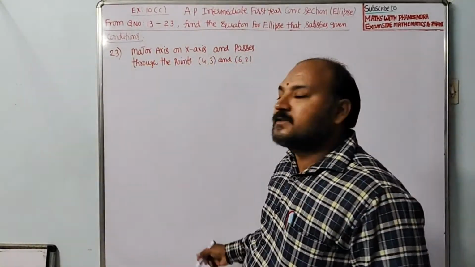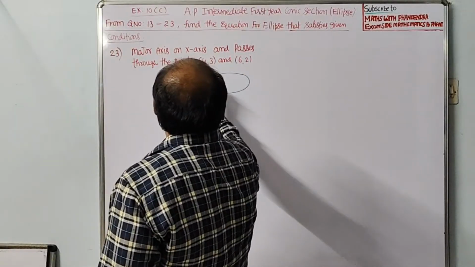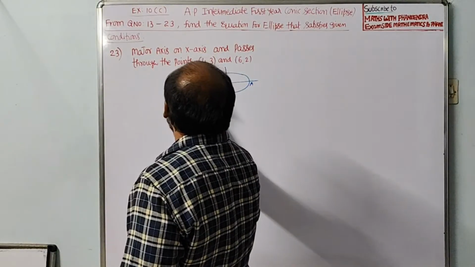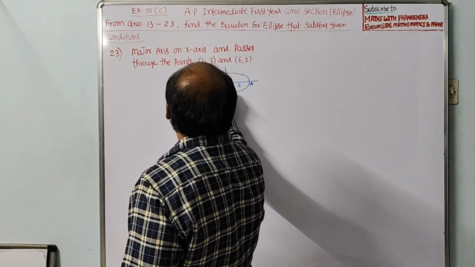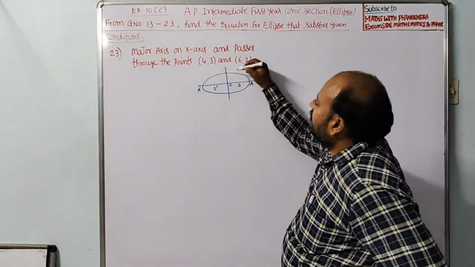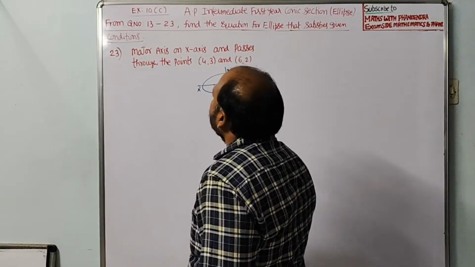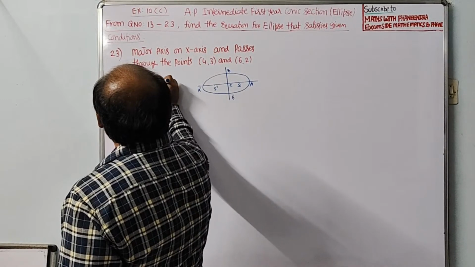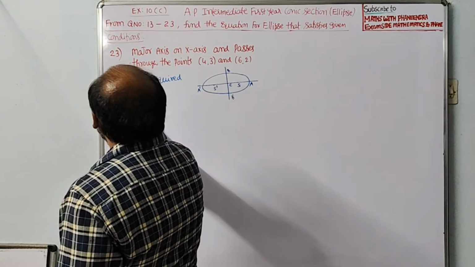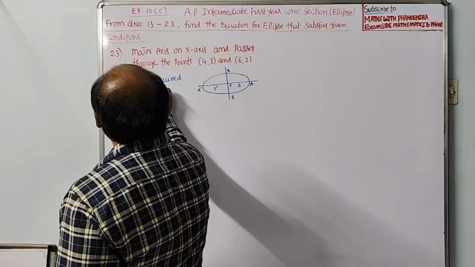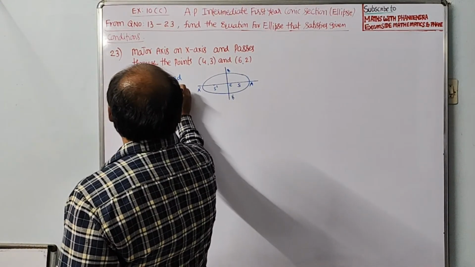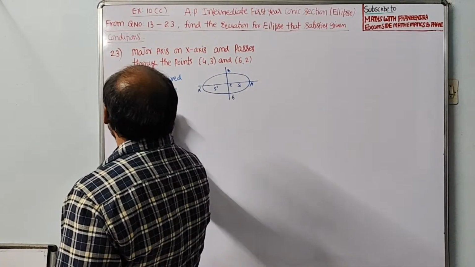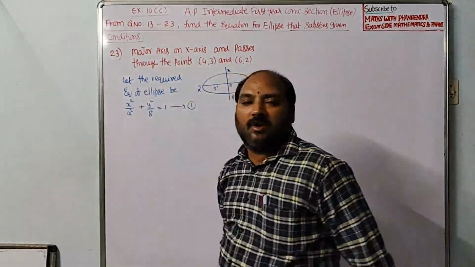Major axis on x-axis, that means the ellipse figure is like this, dear students. A dash is the major axis, B dash is the minor axis. Let the required equation of the ellipse be x square by a square plus y square by b square equal to 1. It is equation number 1.